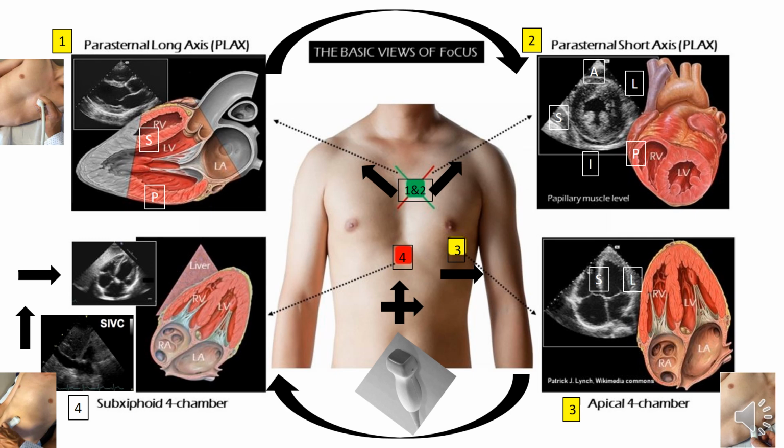We rotate the probe clockwise towards the left shoulder, and we get the short axis view at the papillary muscle level. We have the septum, anterior wall, lateral wall, posterior wall, and inferior wall. This wall is supplied by the LAD, this is supplied by the circumflex, and this wall is supplied by the RCA.